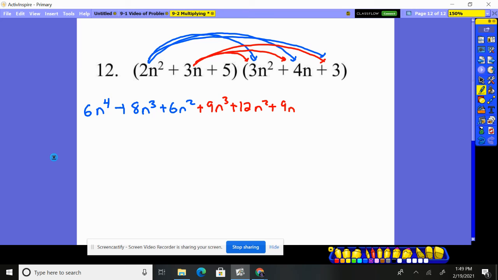And now we need to do the 5. 5 times 3n squared, 15n squared. 5 times the 4n, 20n. And 5 times the 3, 15.